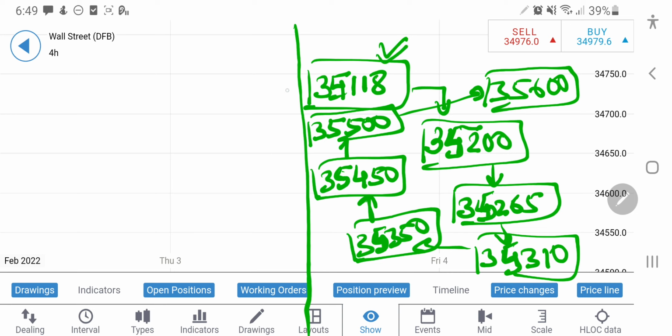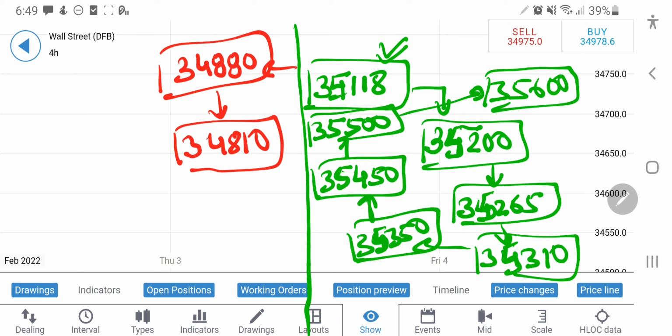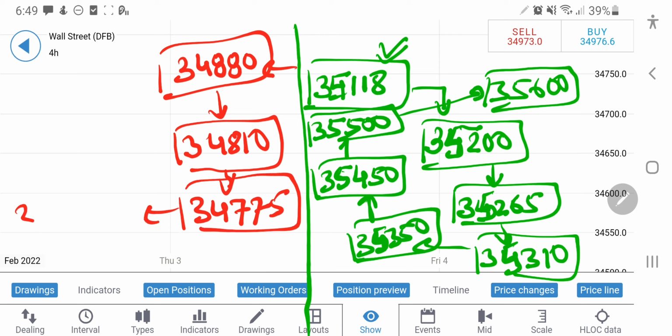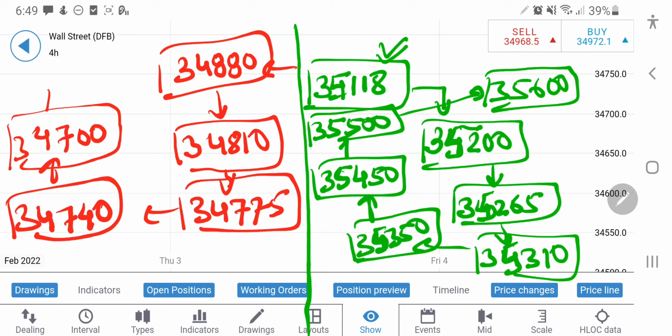We may also see a good swing, and a good short entry is only at 34,880 levels, where you can expect it to drop. Once it drops below 34,880, 34,810 is the nearest support, then 34,775 the next support. Below that we can expect it to slide towards 34,740, 34,700, and then directly towards 34,600. Below that, sky is the limit.